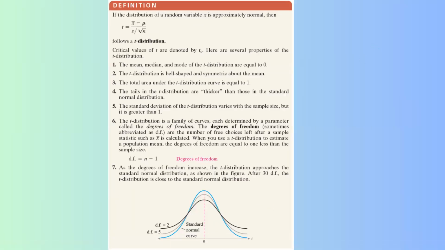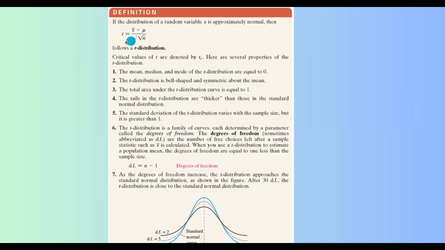So what is a t-distribution? If the distribution of a random variable x is approximately normal, it's not exactly normal, it's approximately normal, then t, which is equal to x bar minus mu divided by s over square root of n, follows a t-distribution. The critical values of t are denoted by t sub c.